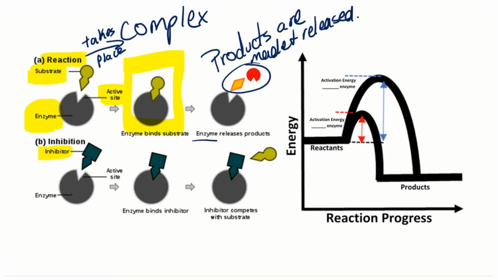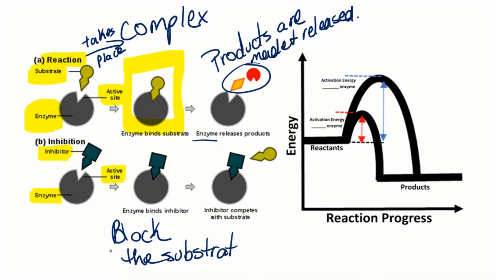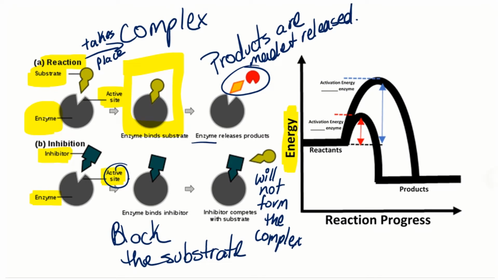Sometimes there are these things that we call inhibitors, and they attach to the enzyme in the active site. In other words, they block the substrate from attaching to the active site. And because the substrate won't be able to attach to the active site, it will not form the complex. In other words, the reaction will not be able to proceed, and therefore it won't be able to produce those products.